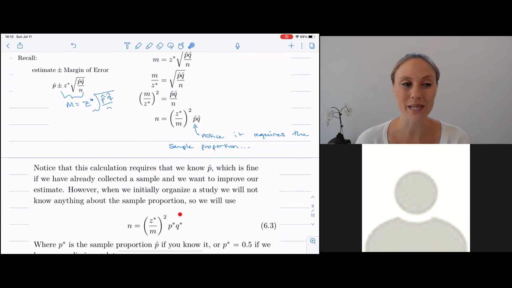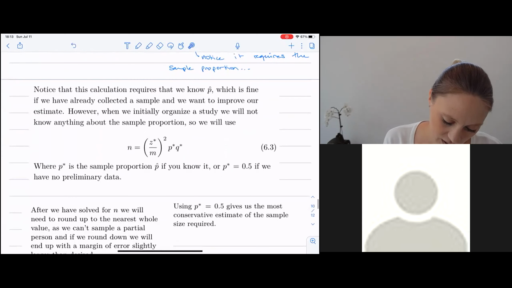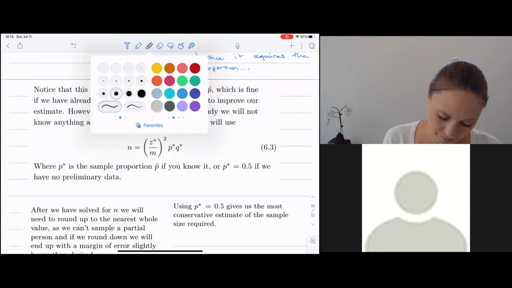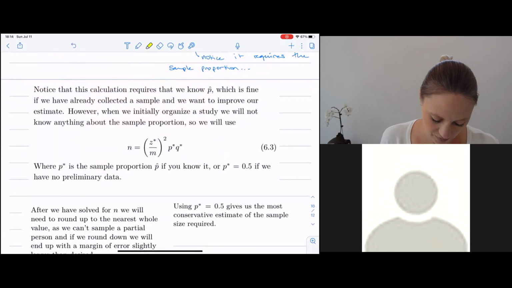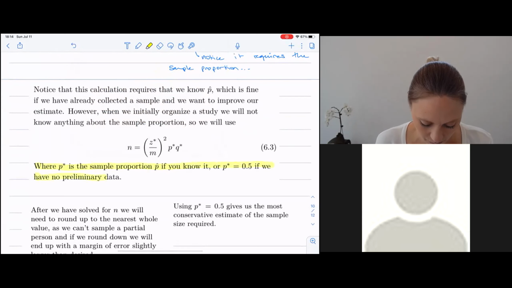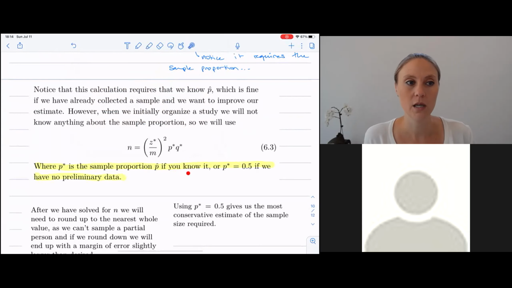so that's when we're going to use P star Q star. Okay, and this usually kind of throws people off, so I'm going to highlight it, where P star is the sample proportion if you know it. So if you have a previous sample and you're trying to improve your estimate, then you can use P hat for your P star. Or just use a 50-50 split if you have no preliminary data.